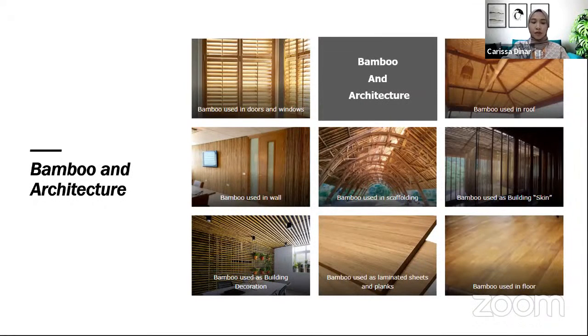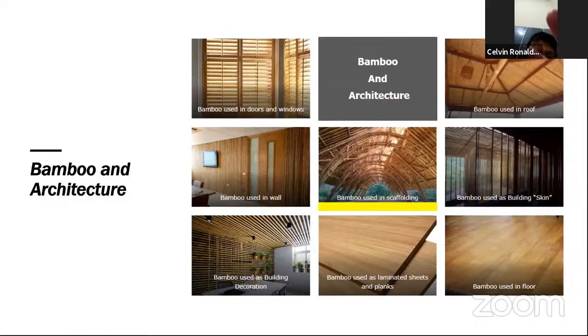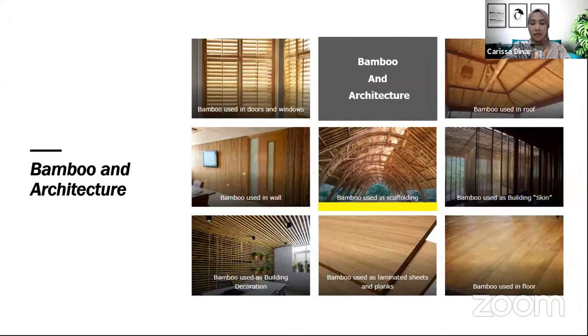In architecture, particularly, bamboo can be used for making doors and windows, roofing, wall, and scaffolding. Bamboo is often used for scaffolding because it proves to be an eco-friendly and cost-effective resource. In Hong Kong, for example, bamboo scaffolding is preferred over metal scaffolding because it is easily available and cheaper.